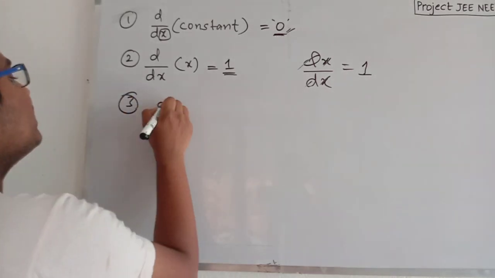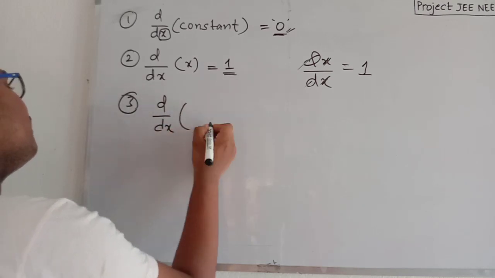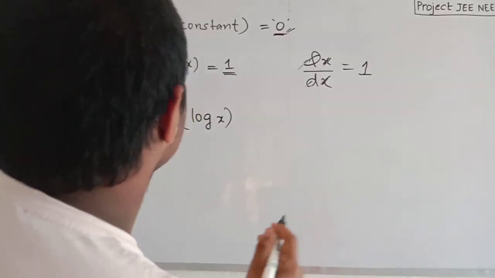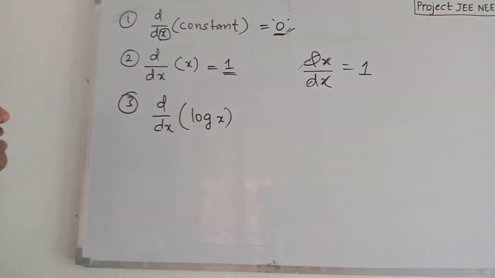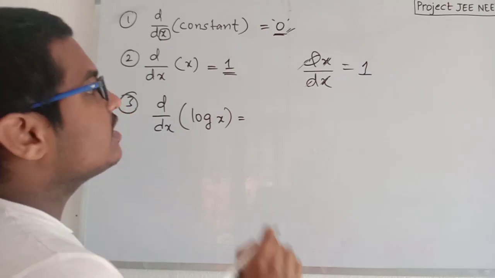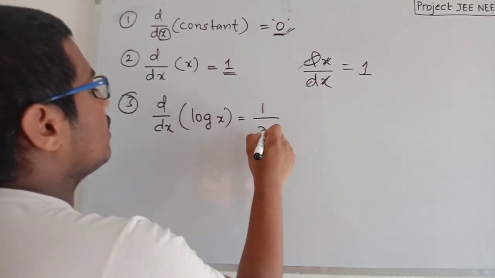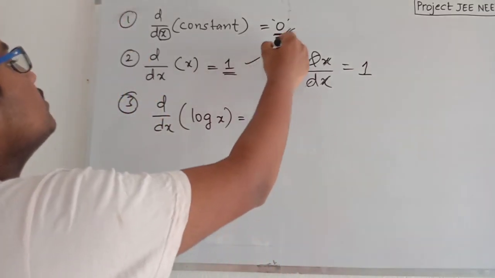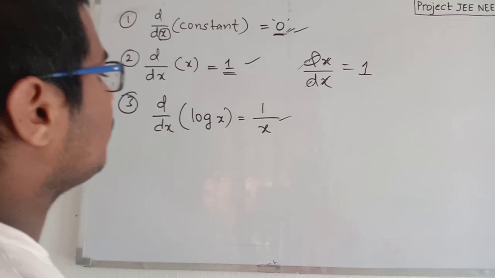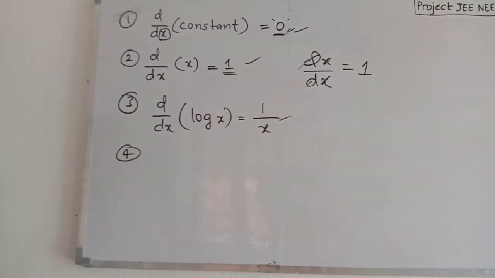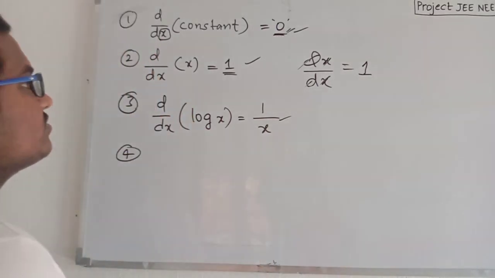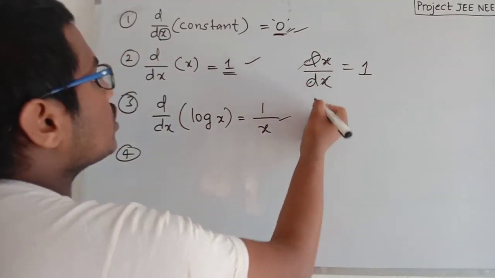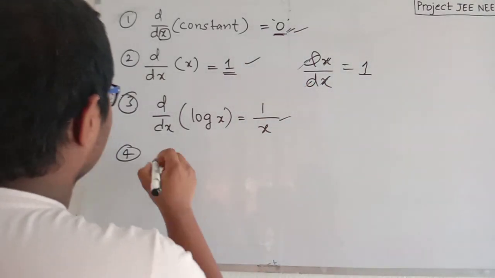So let's go to the third one. What is the third one? d by dx of log x. Log x is a function. We are calculating the d by dx value of log x. What is d by dx of log x? That is 1 by x. Remember all these values. These are the most important formulas here and basic as well. In the upcoming discussions, we will discuss some more complex formulas which you will actually enjoy by solving the problems related to them.